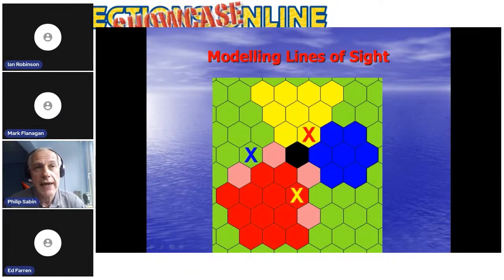I bottled it. Ed actually came up with a very interesting, elegant solution in the latest version of the game, which is to say that if there's a friendly section in the same hex row, the same lateral hex row as the one you're in, closer to the target, you can't fire. Very interesting idea. I wish I thought of it myself.